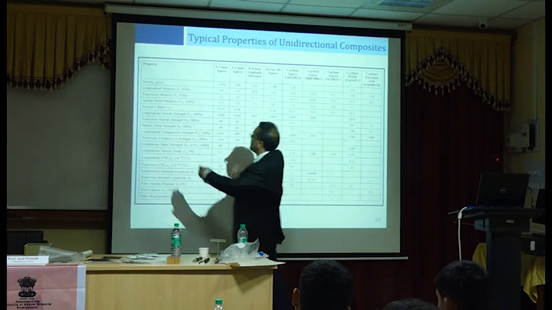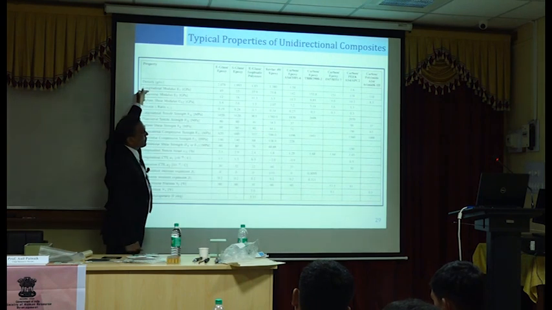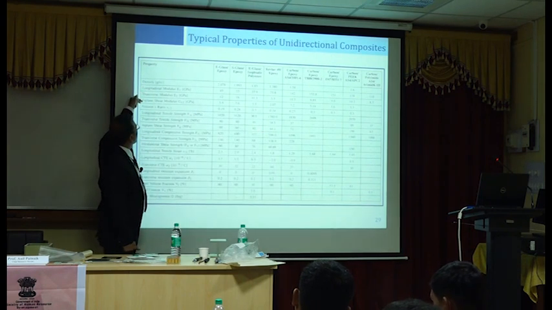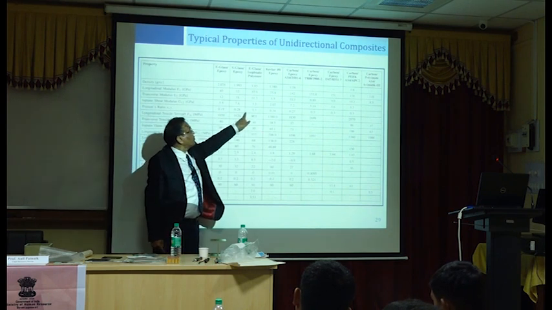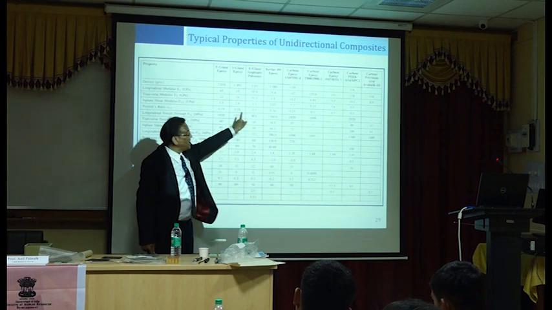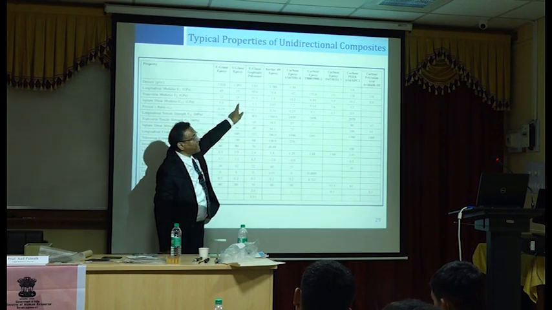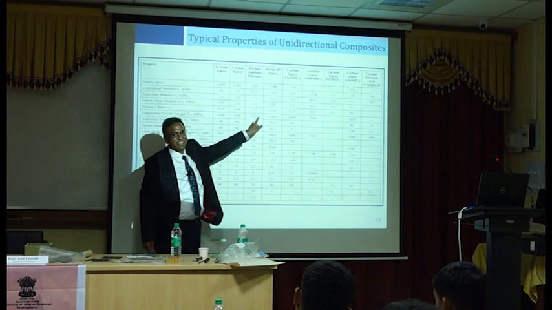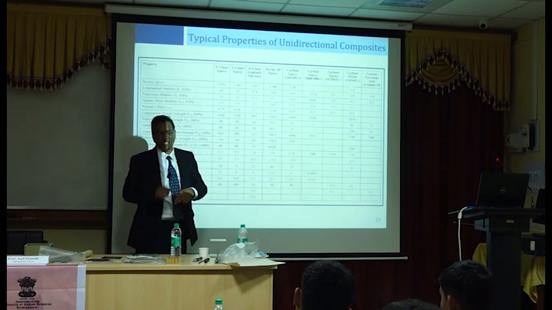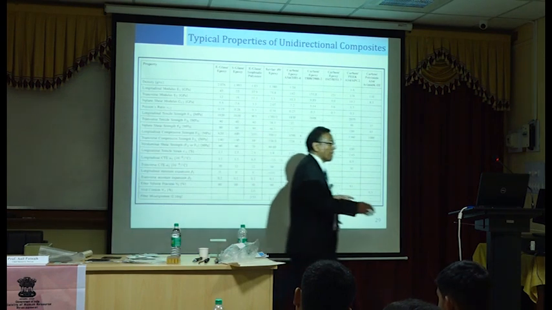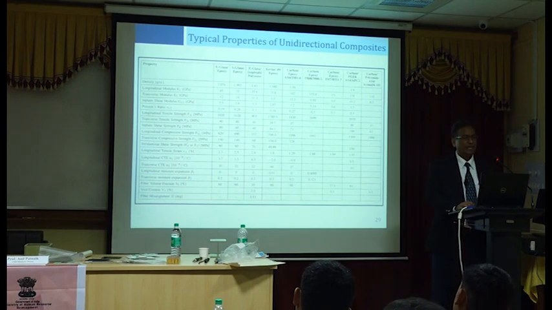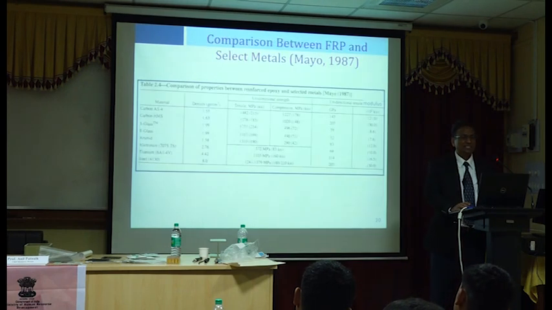Transverse modulus is very, very low. Normally it's very, very low. In-plane shear modulus, of course, even lower. Poisson's ratio is smaller. Again, theoretically, we will predict all these properties. That is what's known as micromechanics. That's what we are going to do tomorrow.